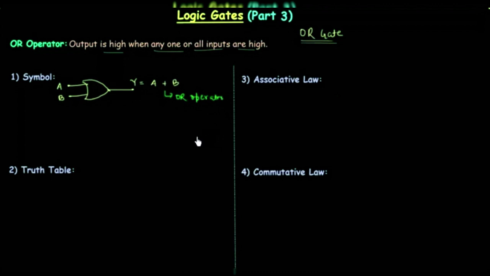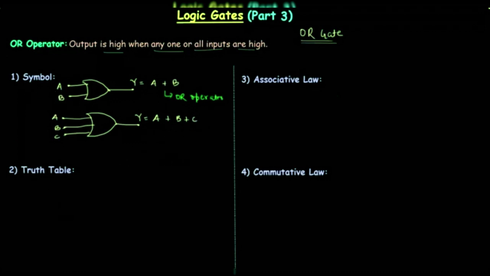Now I will make 3 input OR gate. The output is Y, and let's say the inputs are A, B and C. So output is equal to A or B or C. So this is all about symbol for OR gate.